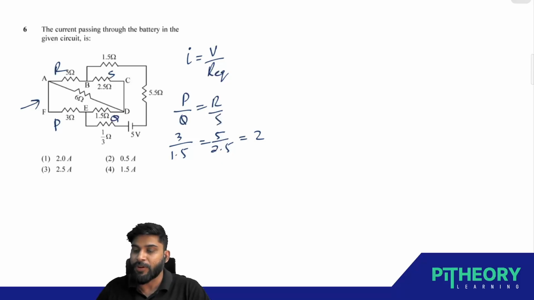So it is very easy for us now. You need not consider this 6 ohm resistance because current will not pass through that. Potential difference between these 2 points A and D will be 0, so no current actually passes through that. So our circuit becomes even simpler now.